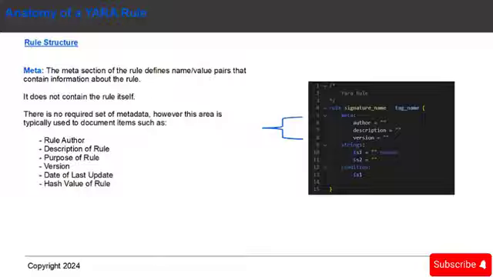And there's really no required set of metadata. You can add whatever you feel appropriate here. Typically, you see the author of the rule, a description of the rule, version information, last update, and in some cases even a hash value, so that you can prove out the integrity of the rule and make sure that it has not been manipulated.